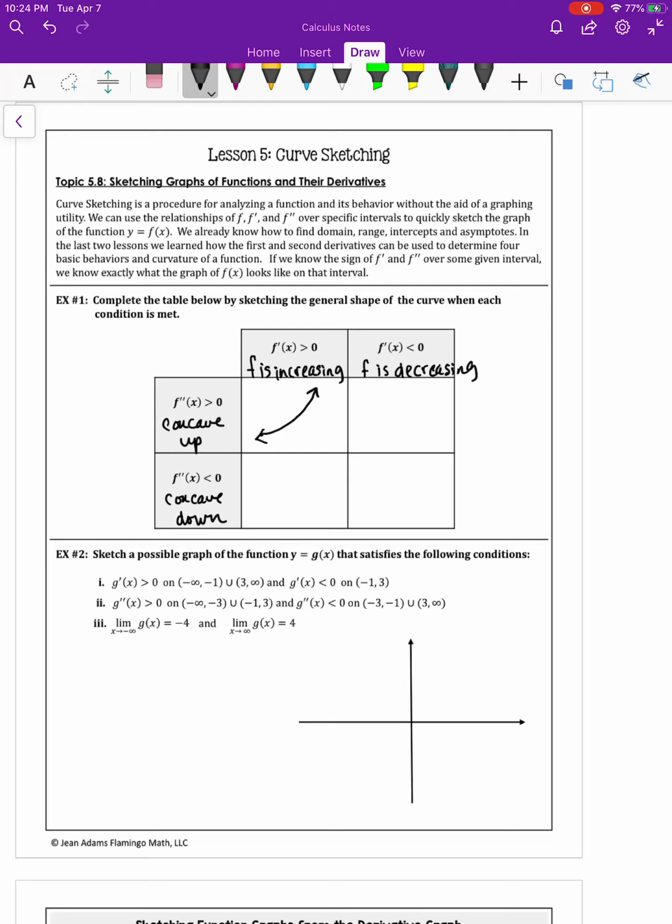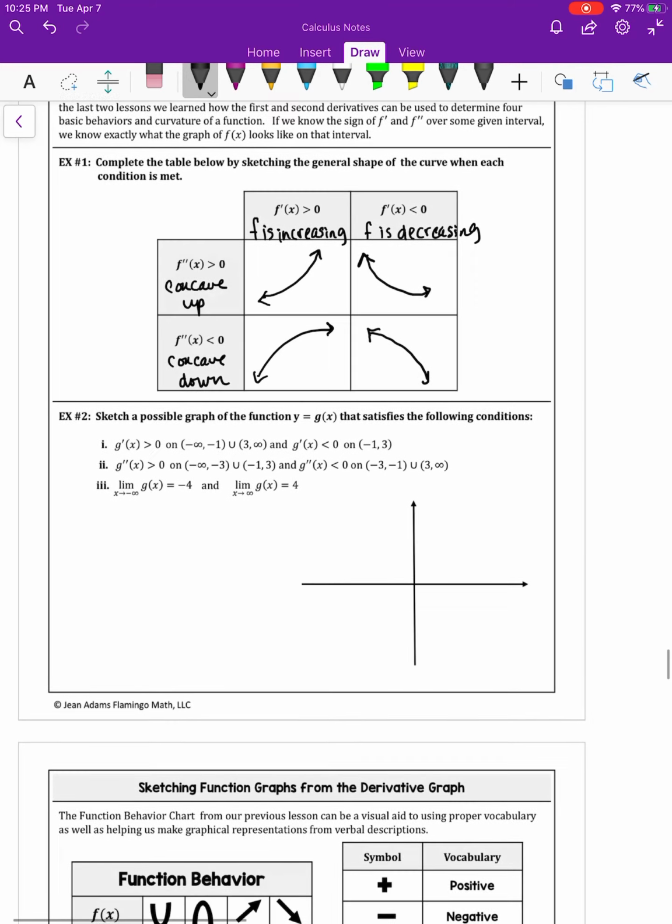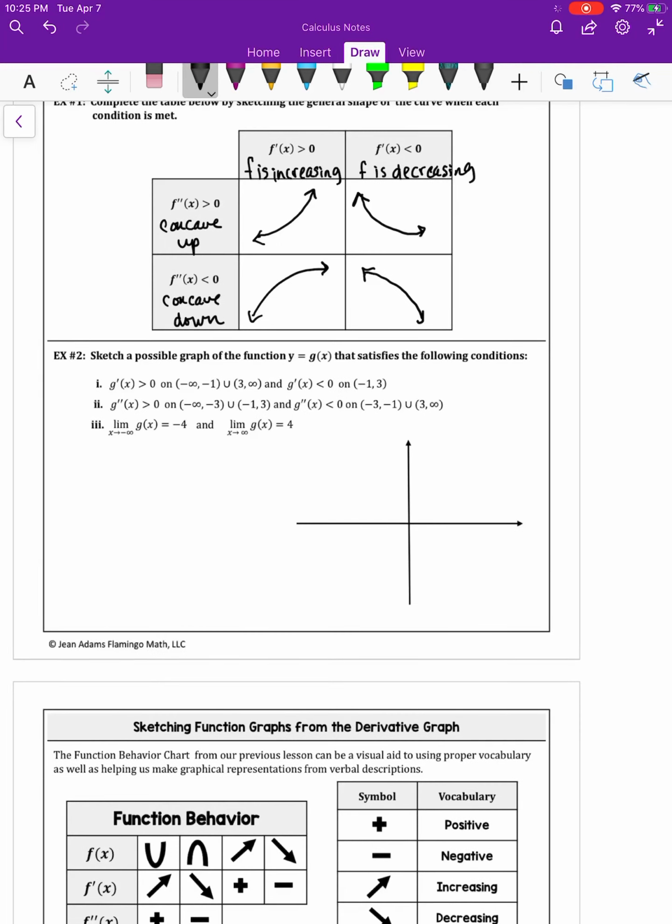So once we know those, f is increasing and concave up would look something like that. F is decreasing but concave up would look something like that. F is increasing but concave down would look something like that. And f is decreasing and concave down would look something like that.